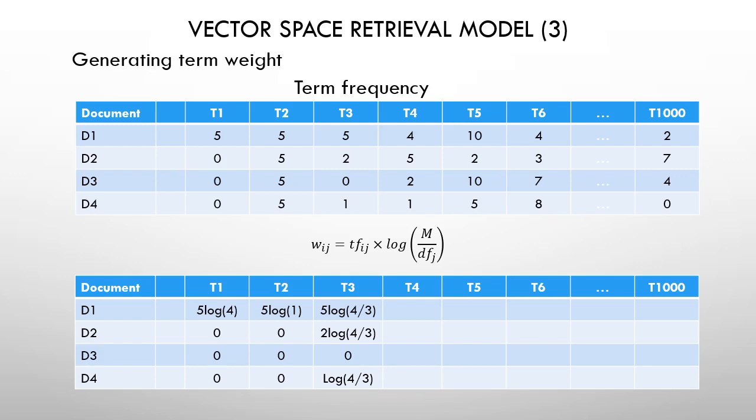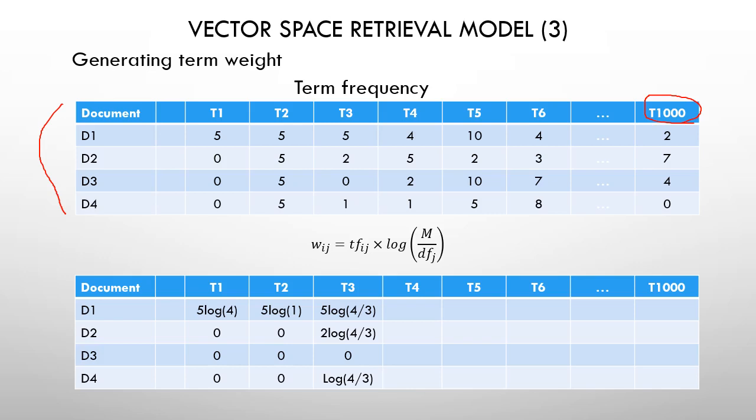Okay, so let's suppose that the 4 documents that we have consist of 1,000 terms. Not all documents have 1,000 terms. We will see this one.